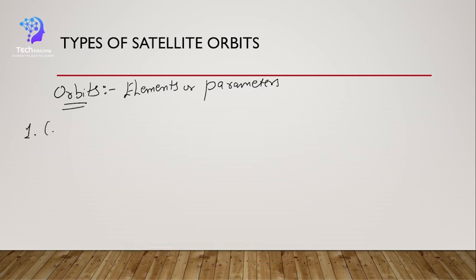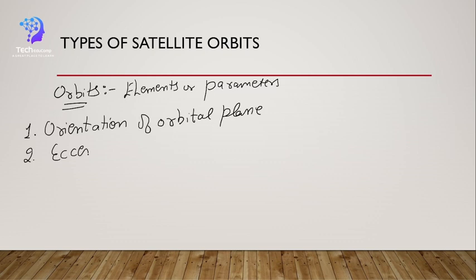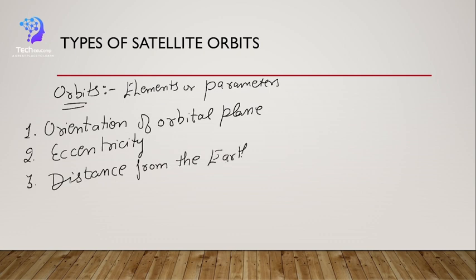Number one is on the basis of the orientation of the orbital plane. Number two is on the basis of eccentricity, and number three is on the basis of the distance from the Earth. Now let's talk one by one about what kinds of orbits come under these three categories.